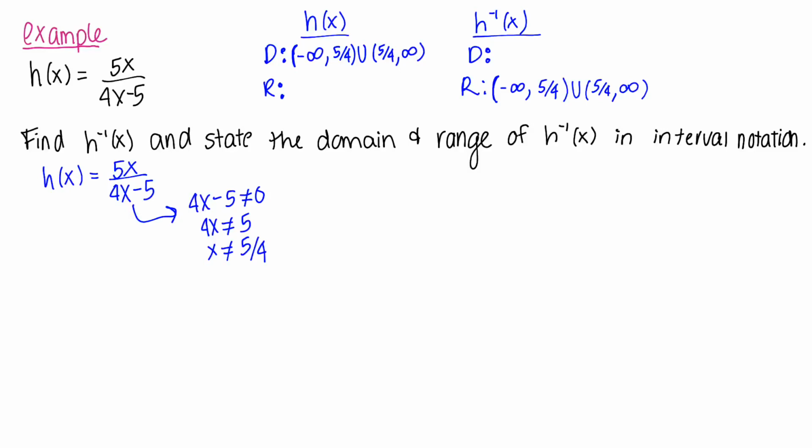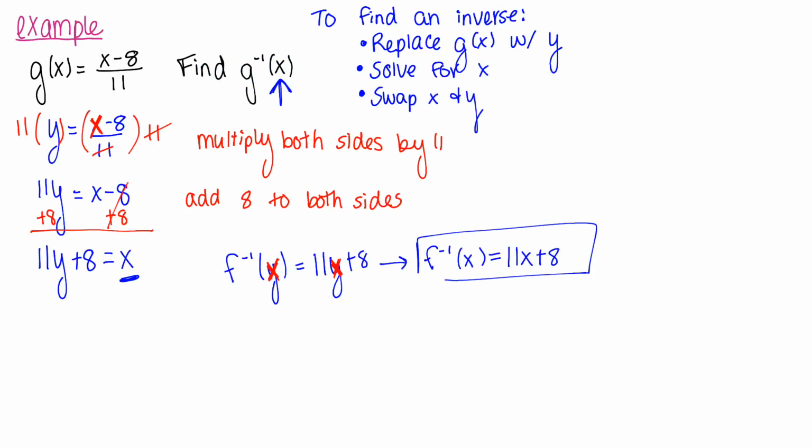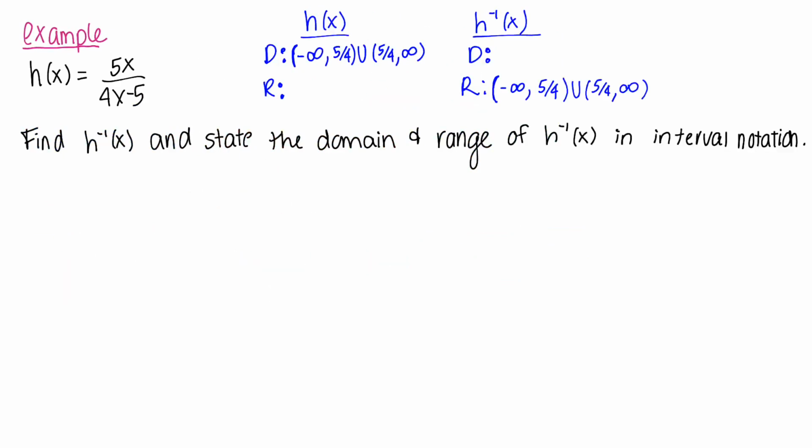Now we're going to wait to do this part for when we have the actual function h inverse. So I'm going to go ahead and erase this domain stuff because we're going to need a little bit more space than that. We're going to do the same steps we did back here. So replace the h of x part with y, solve for x, then swap x and y. So here we have y equals 5x over 4x minus 5.